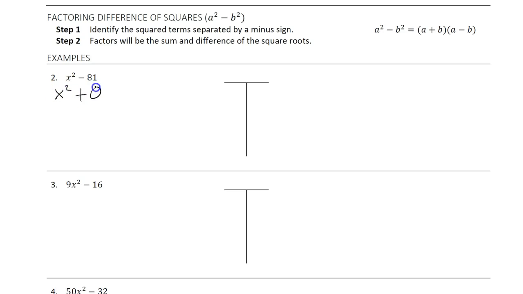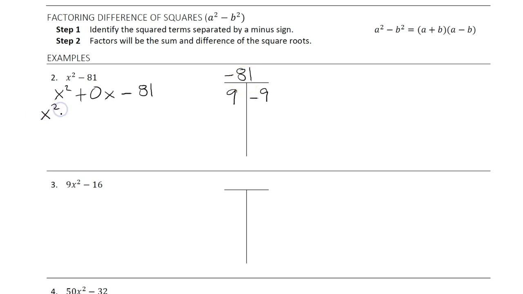So I'm going to stretch this out. x squared plus 0x minus 81. And I'm going to do the long way. 1 times negative 81 is negative 81. I need 2 factors of negative 81 that will add to 0. So they need to be opposites. So 9 and negative 9 will add to 0 but multiply to negative 81.